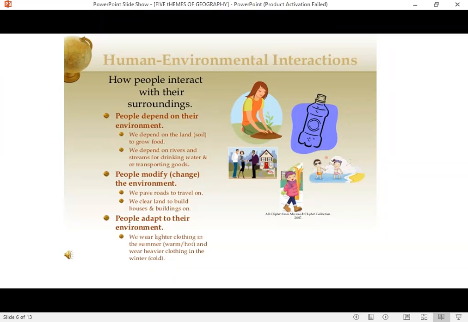Yes. The third type of interaction is how people adapt to the environment. This is a very cold region. This is a very cold surrounding or environment. So how do we adapt? We wear warm clothes. We install heaters inside our houses. Okay? This is how we adapt. So in human environment interactions, we have three types of interactions. We depend, we modify, and we adapt.